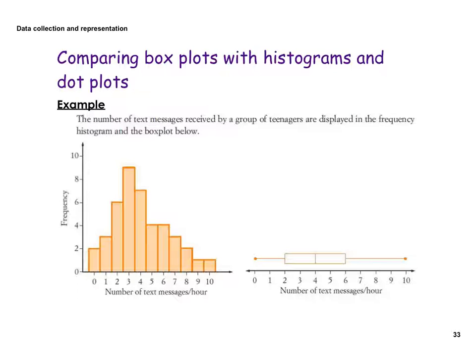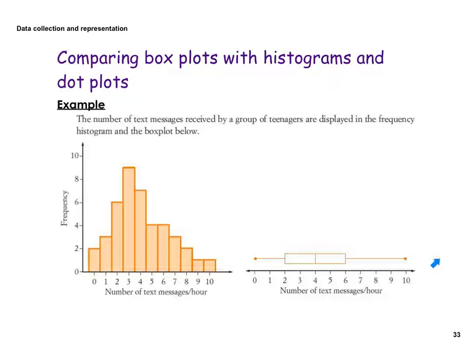Hello everyone. Today we are comparing box plots with histograms and dot plots. The number of text messages received by a group of teenagers are displayed in the frequency histogram and box plot below. Now just so you see how to read this, you've got each certain number up to a certain frequency. So for example, say this 2 goes to 6, so that means there's a 2 six times. It'll be 2 plus 2 plus 2 plus 2 plus 2 plus 2. So each of these scores has a certain number of frequencies.